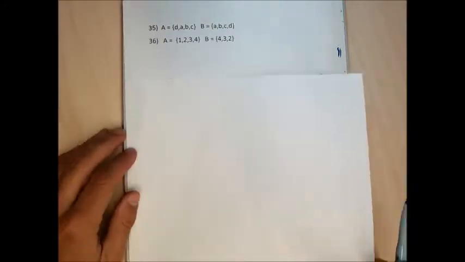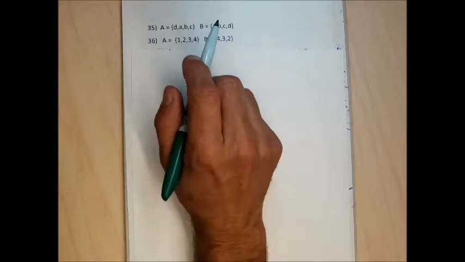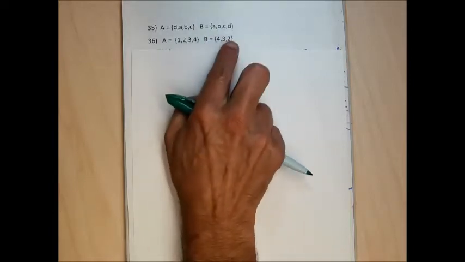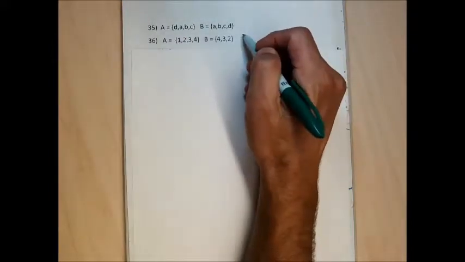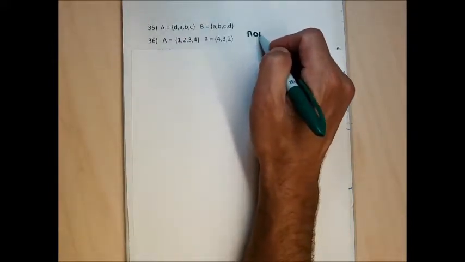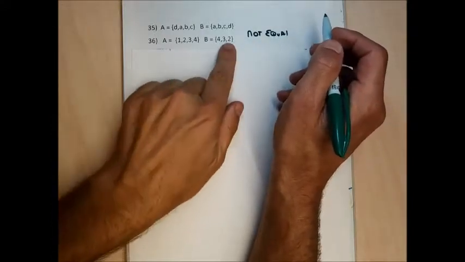And I'll just write down those words. So for my set in 36, they're not equal because B doesn't have a 1 that A has. They're not equivalent because the number of elements, so they're not equal. They're clearly not equal because this set is missing the 1.